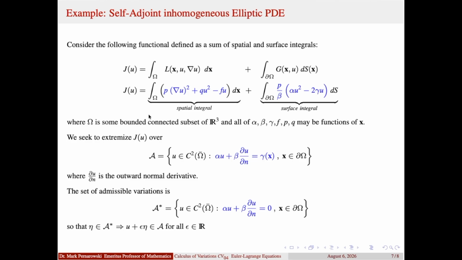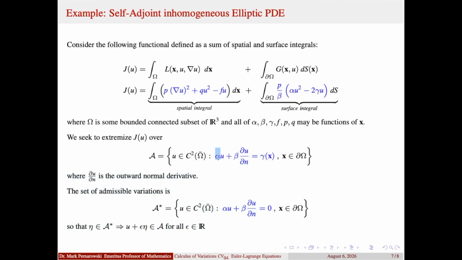And the only requirement on the set omega is that it's some bounded connected subset of R3, say. Could be Rn, but we'll just stick with R3. So this defines a very complicated functional, and we want to extremize it over some kind of set. So the set that I'm going to extremize it over are the smooth u's, basically C2 smooth, that satisfy this mixed boundary condition on the boundary.